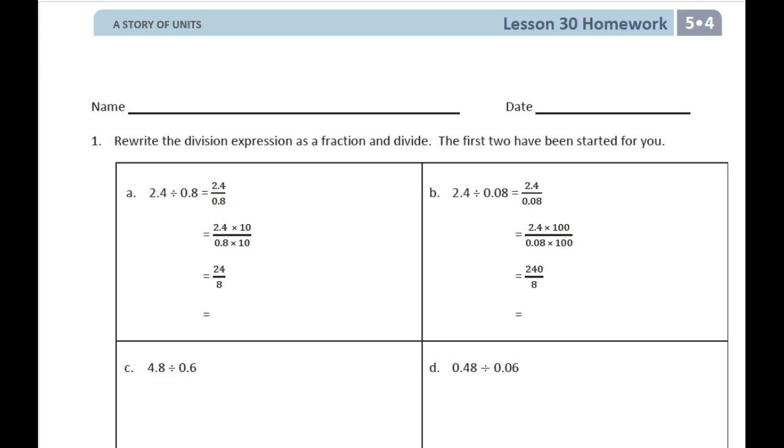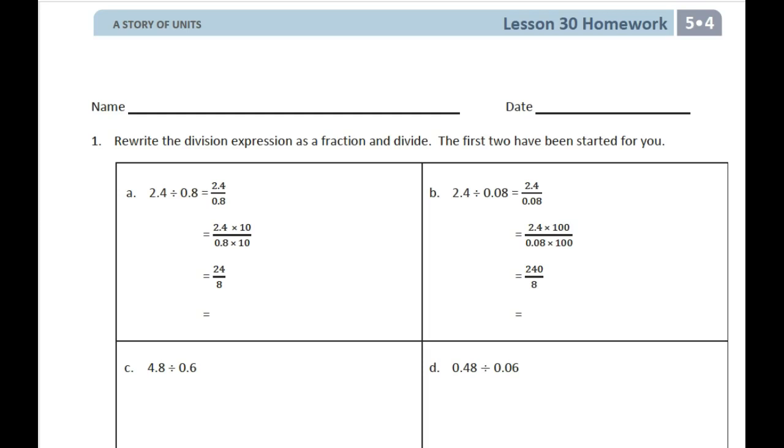Welcome to lesson 30. What we're doing is what I told you always that you can't do. I've always said you can't really have decimals as part of a fraction. And this is going to explain to you why that's both true and false.